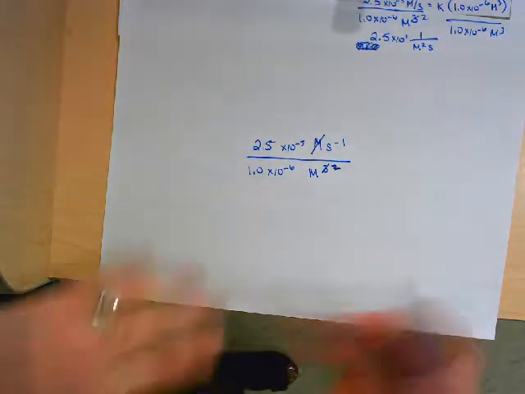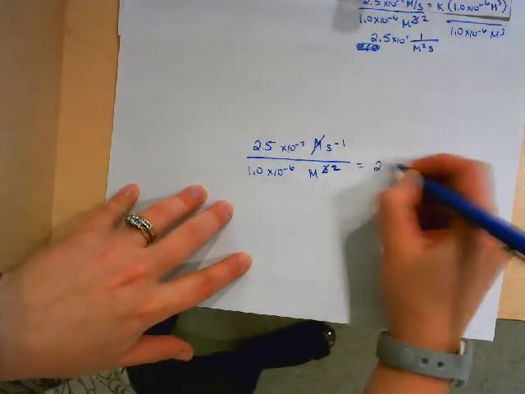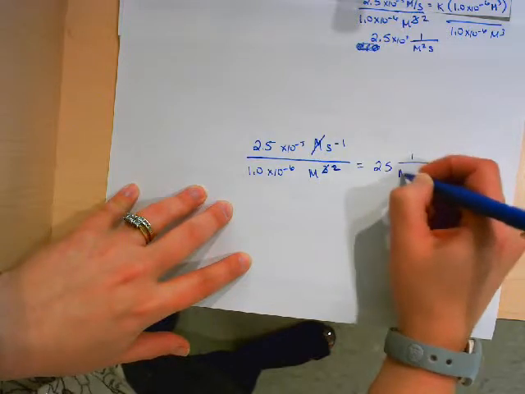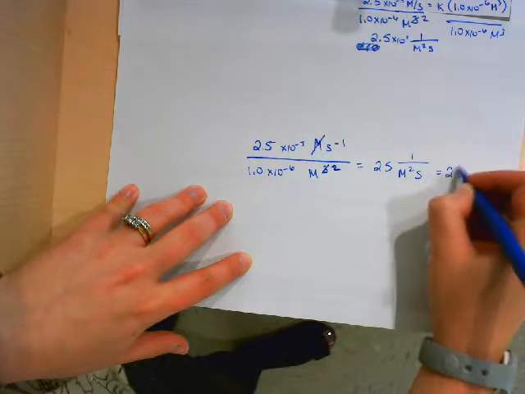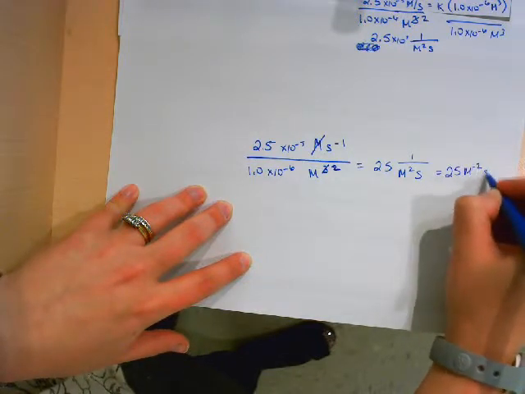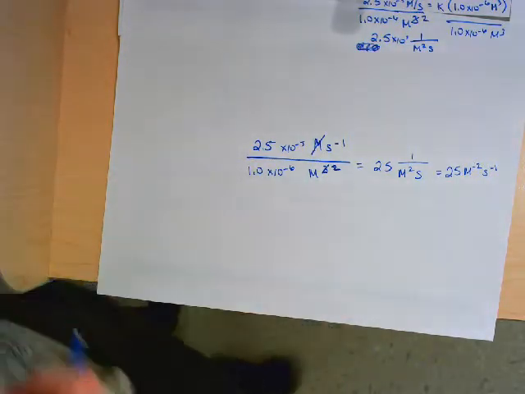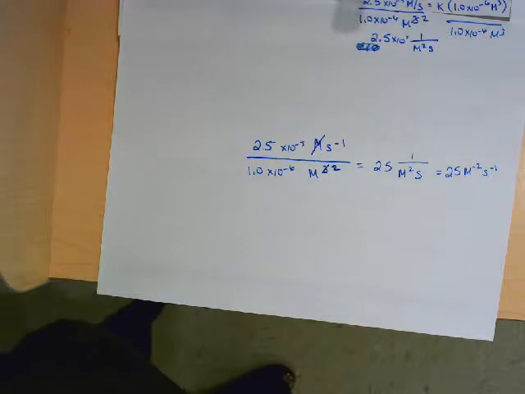Yeah. So then, your choice. You could write it like I did. 25, 1 over molarity squared seconds. Or that would be the same as 25 M to the negative 2 s to the negative 1. They're the exact same. So, whichever one makes more sense to you, as long as they are correct. I don't care which way it is. They mean the same thing.